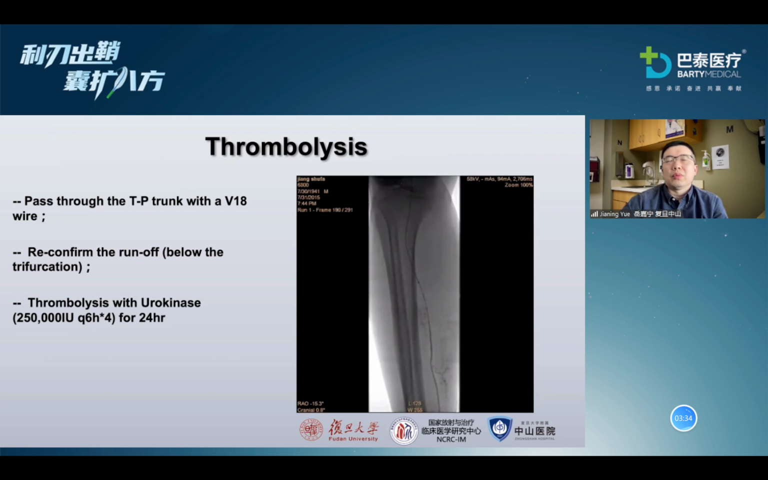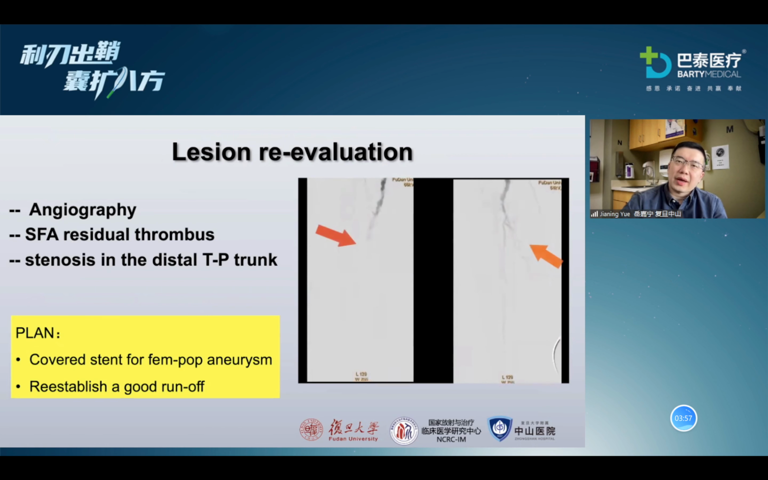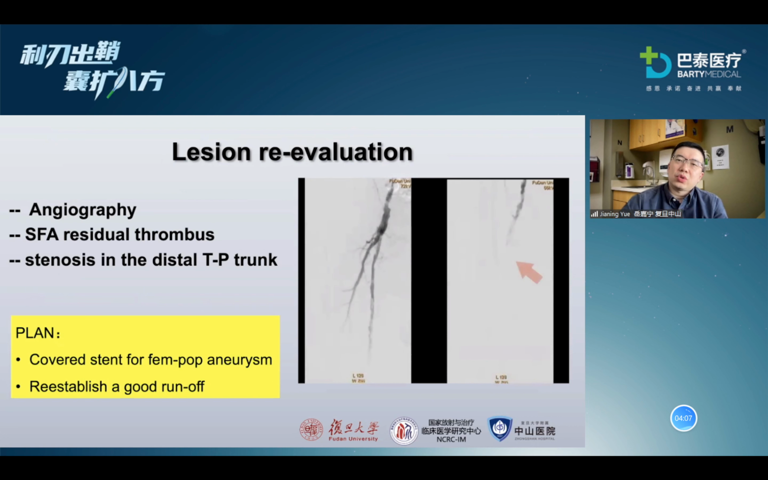You can see it's thrombosis and passing is very easy. However, at the TP trunk, we used a V18 wire, and then we reconfirmed the runoff. We used a thrombolysis catheter, and we normally use urokinase for thrombolysis. On the next day, we did the angiography. Very good results, matching our judgment. It's a secondary thrombosis, and it's a fresh thrombosis.